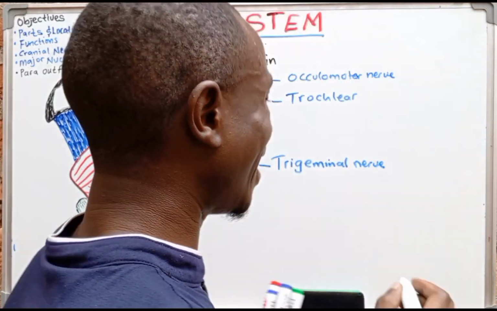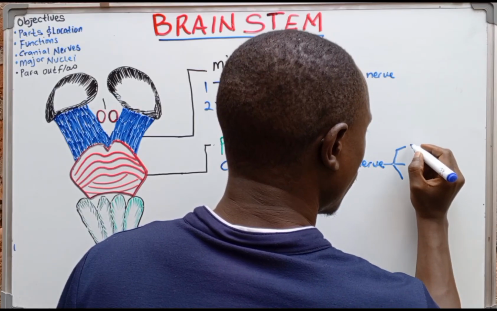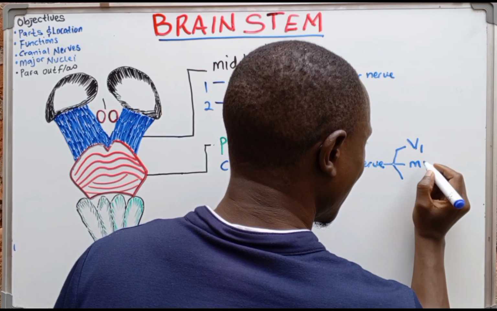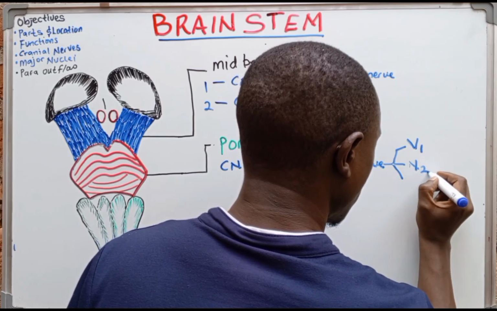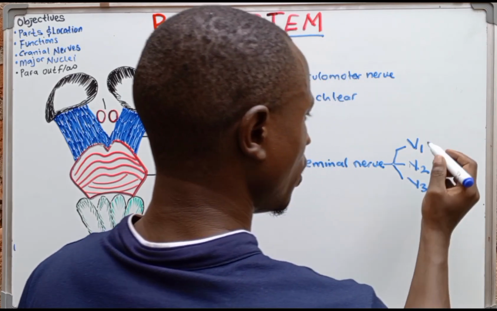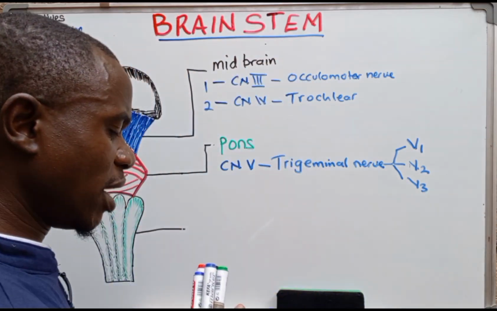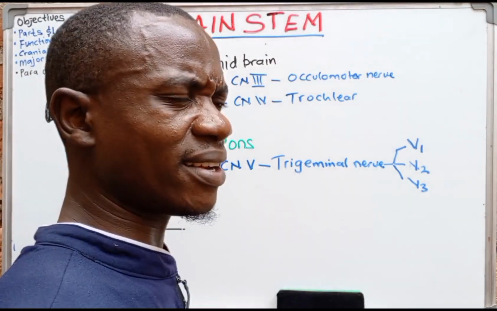We shall see later, when we cut out the single trigeminal nerve and look at it critically, that this nerve is going to be having three branches: V1, V2, and V3, which are the ophthalmic, the maxillary, and then the mandibular branch of the trigeminal nerve. We shall look at that one later in detail.